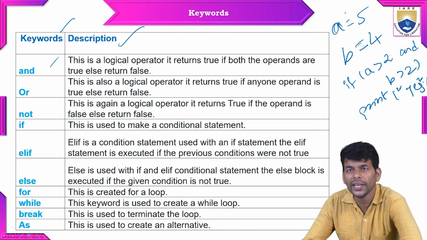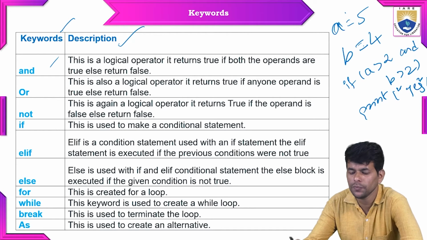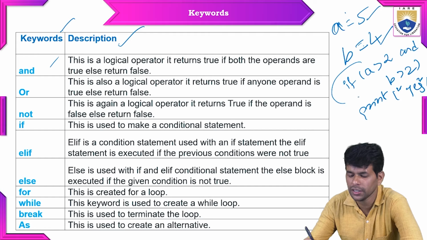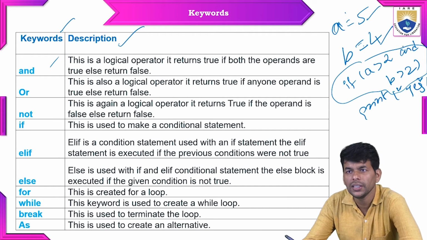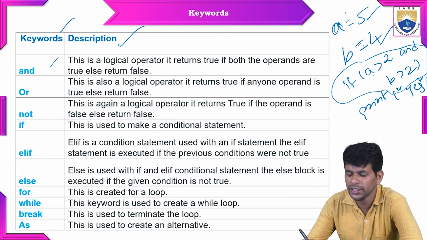What I have written here is one program about two variables. The first identifier is storing the value 5. The next one is storing the value 4. Here I am taking one if condition. That condition checks that A is greater than 2. What is the A value? 5. So 5 is greater than 2, it's true. Next, B is greater than 2.